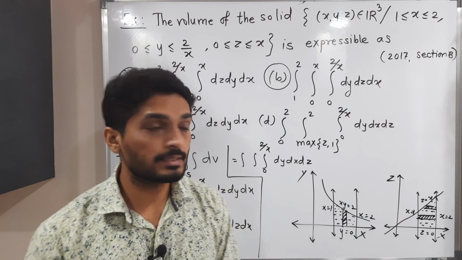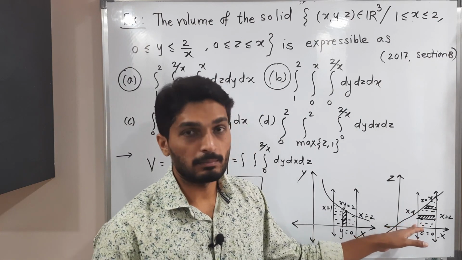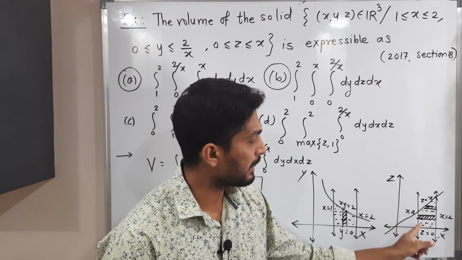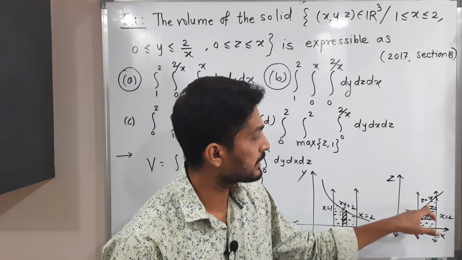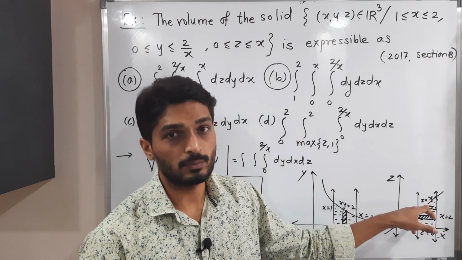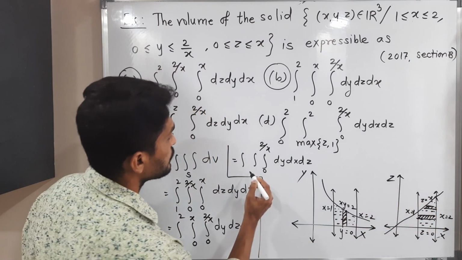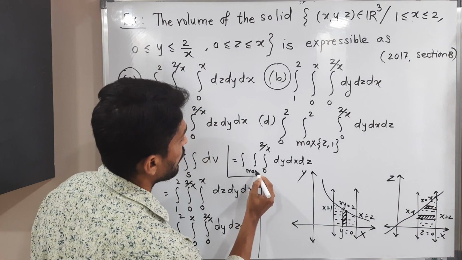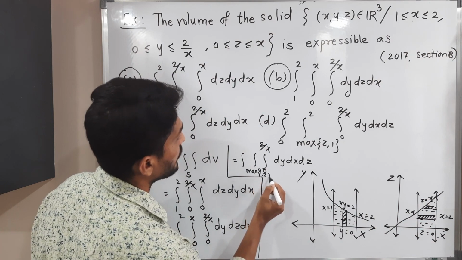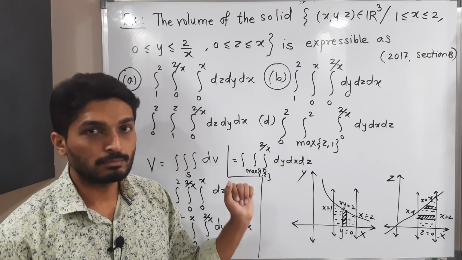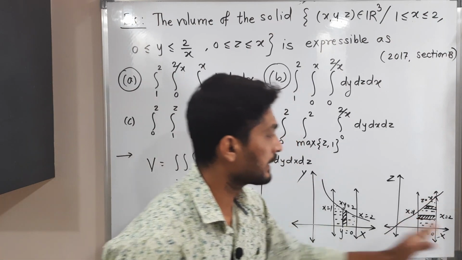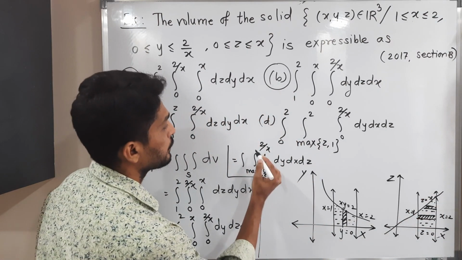So what will I say? Whatever the maximum: if you consider this part, the maximum is x equals 1. If you go further, here the maximum is z equals x, that means x equals z. So that's why we write bounded below by the maximum of 1 and z, and bounded above by x equals 2.